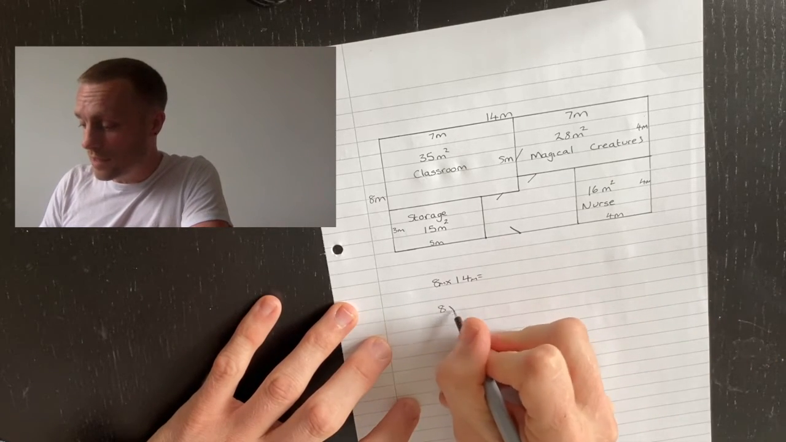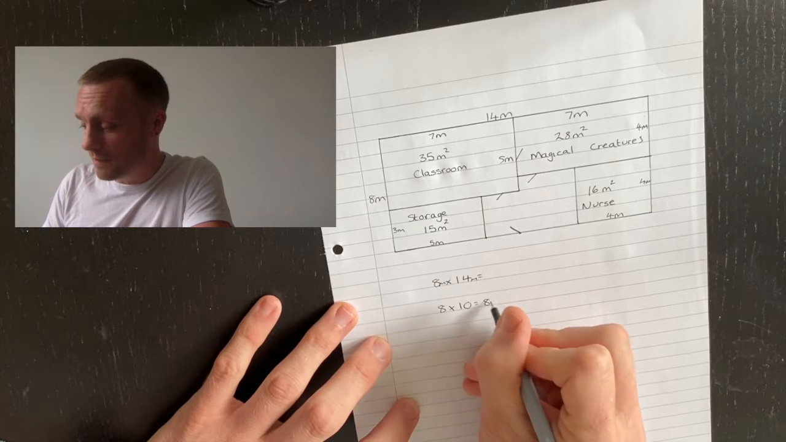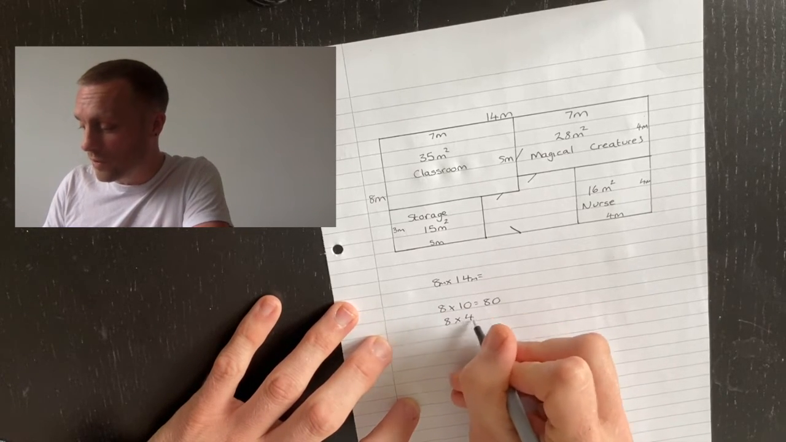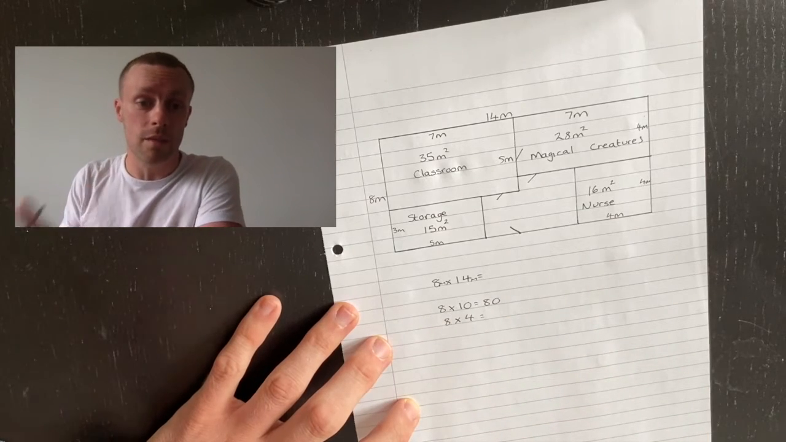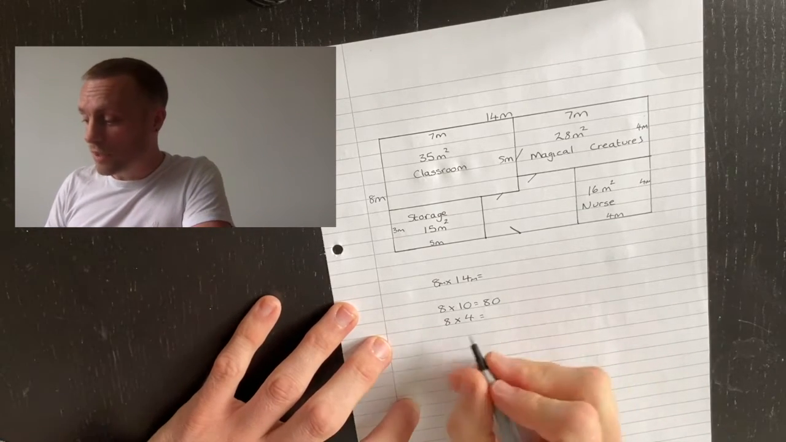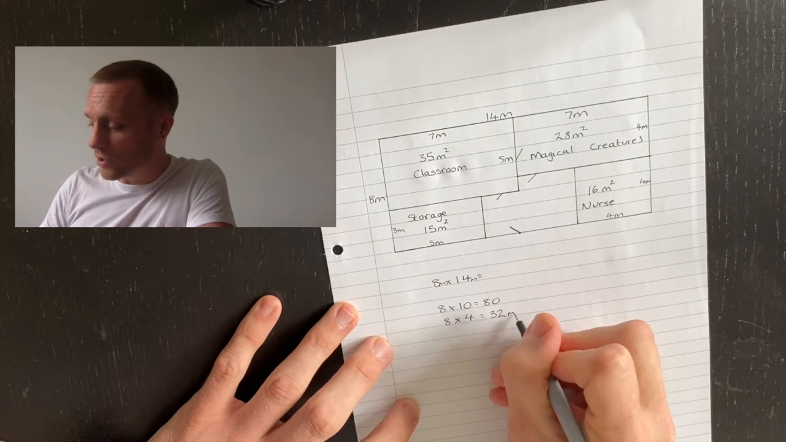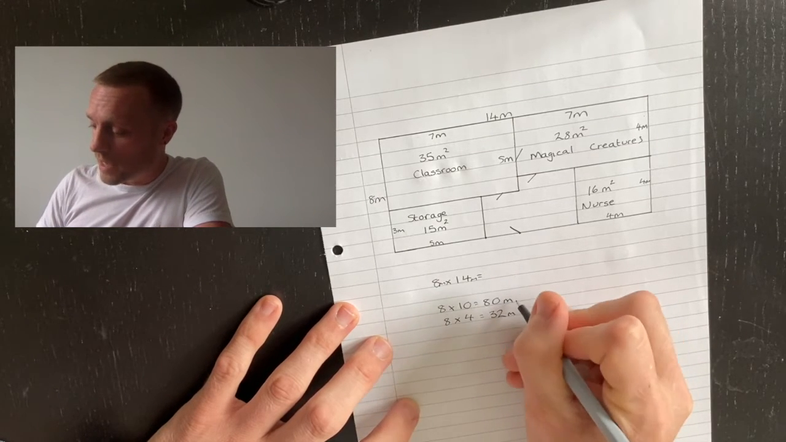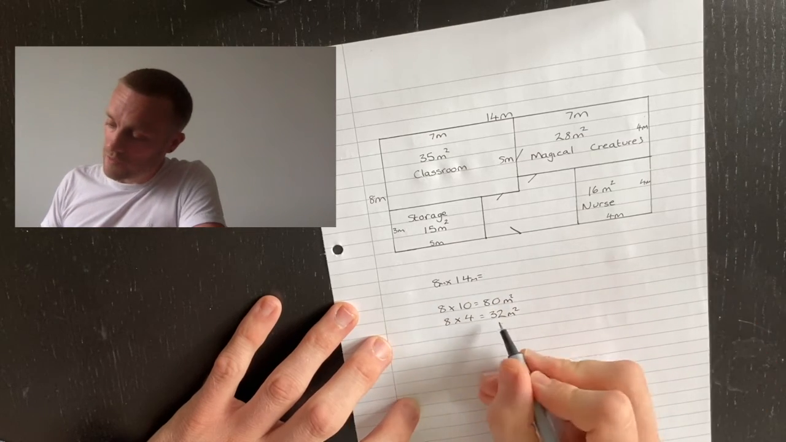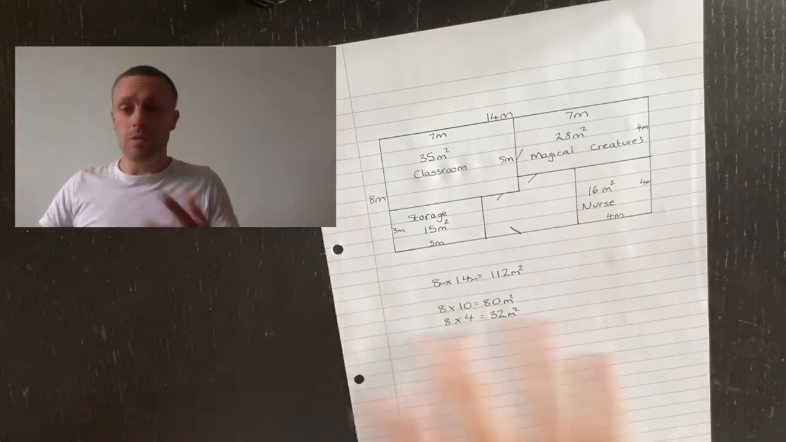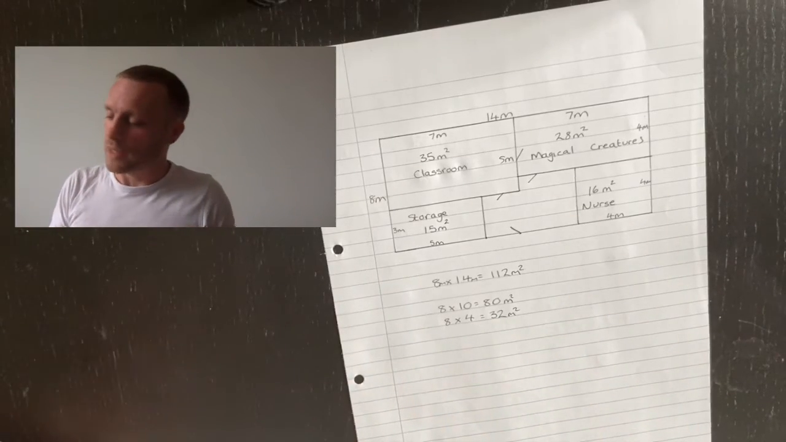So if I do 8 times 10 is 80, and I've done the 10, I need to do the 4, 8 times 4. Now again, we know times in by 4, it's easiest to double it and double it again. So double 8 is 16, double it again is 32, and then all I've got to do then is add them together, which gives me 112 metres squared. So I know the whole building is 112 metres squared.